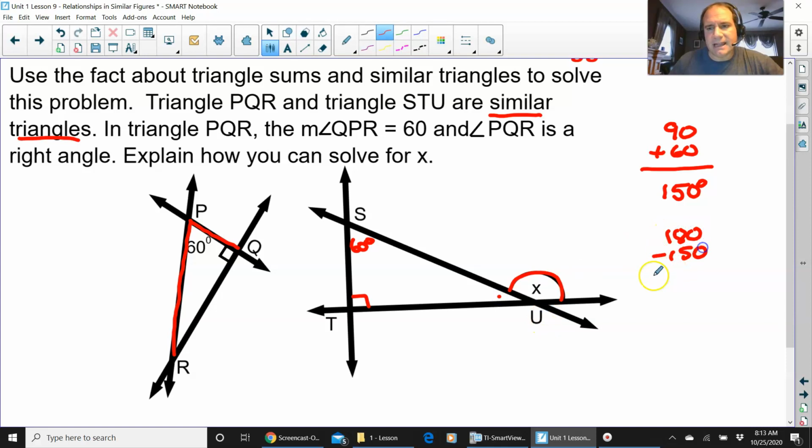And the reason why I need that is because that's part of a straight line. You could see that right here, and I'm going to highlight it. Here's your straight line.